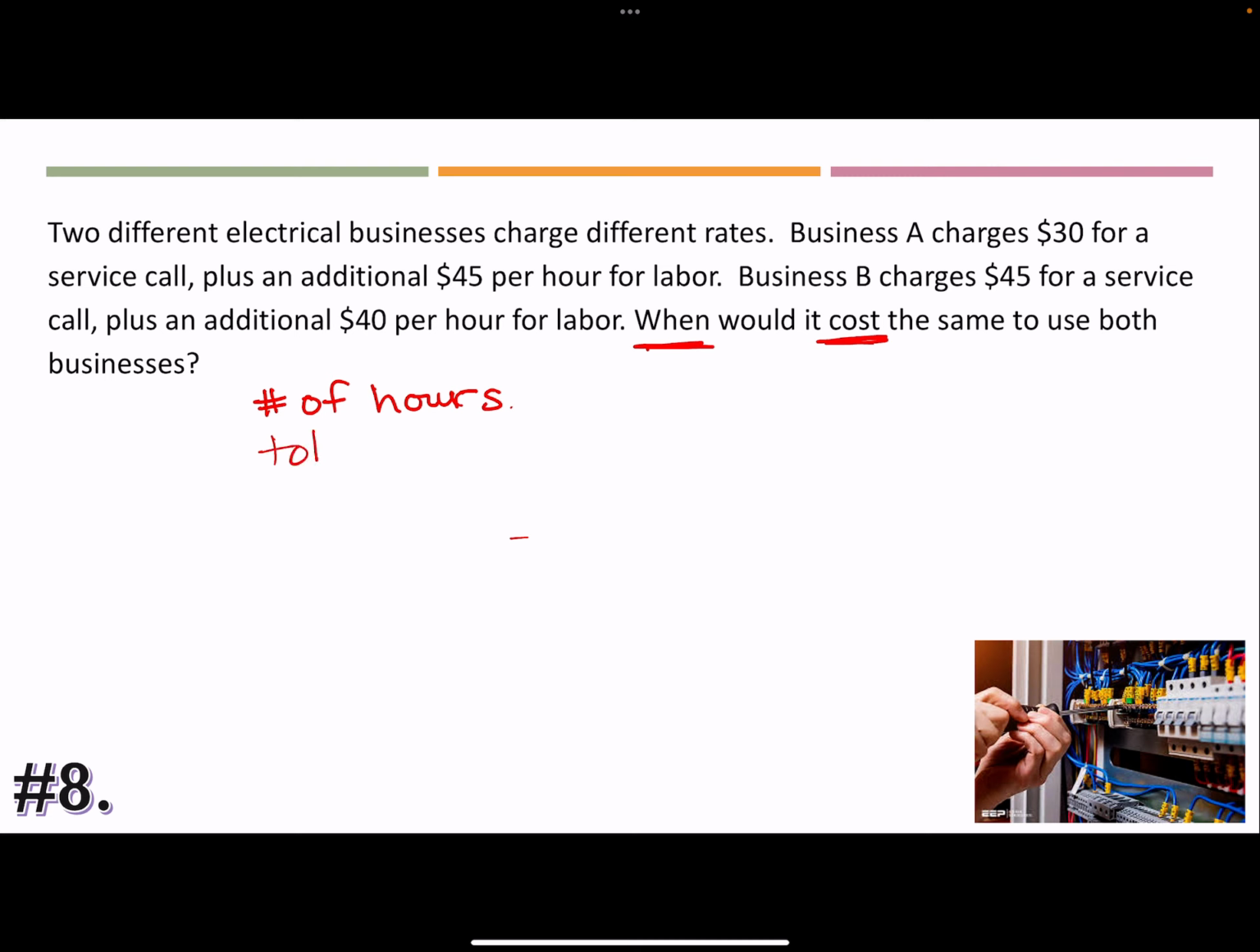and the total cost. So think about, do we have one independent and one dependent, or two independent variables? So in this case, the number of hours is going to affect the total cost. So that means the number of hours is independent, total cost is dependent. So if I have one independent and one dependent variable, I'm going to use y equals mx plus b to write my two equations.